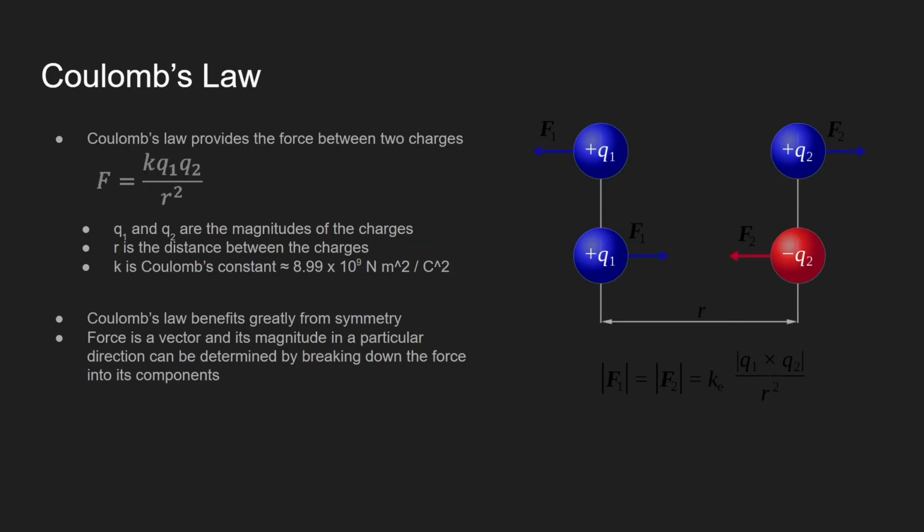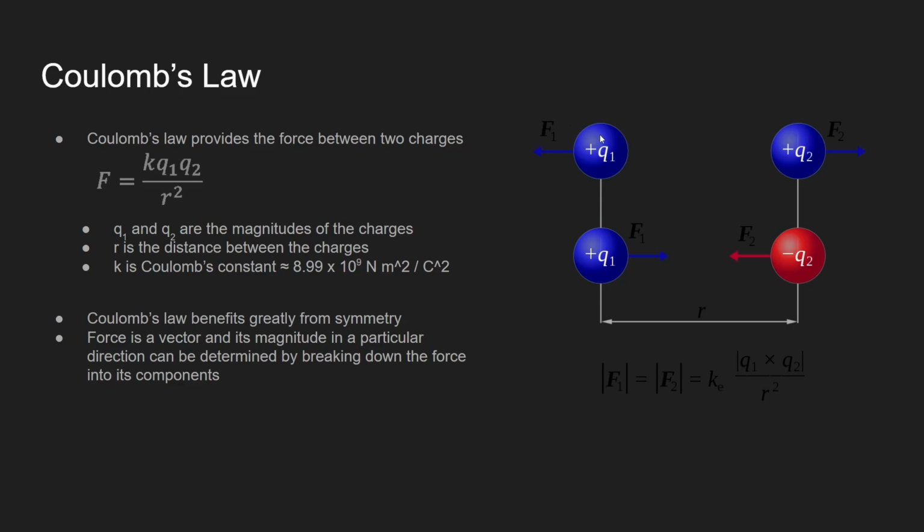Last section for today, Coulomb's law. Coulomb's law provides the force between two charges. So the force is determined by k, which is Coulomb's constant, approximately 8.99 times 10 to the 9 newton meters squared per coulomb squared, times Q1, which is the magnitude of one of the charges, times Q2, which is the magnitude of another charge, all divided by r squared, and r is the distance between the charges.